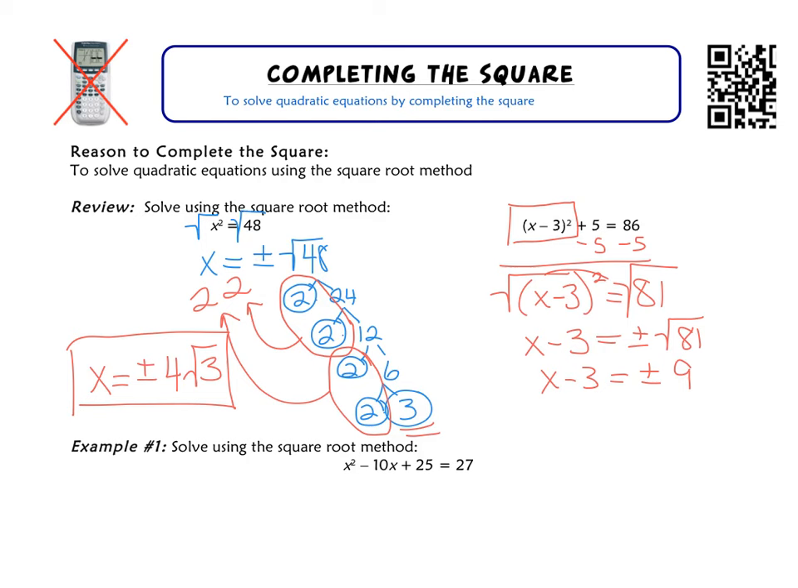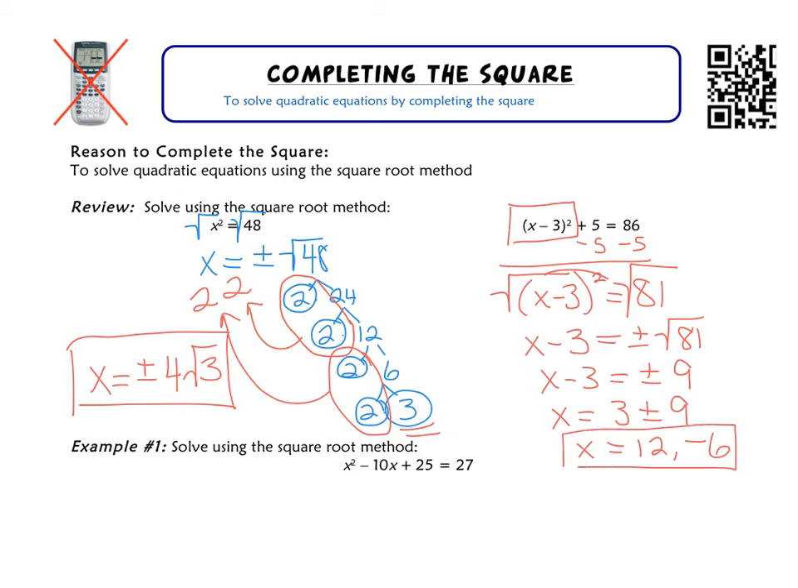Next up, I add 3 to both sides, so I'm going to end up with x equals 3 plus or minus 9. Notice I did not end up with plus or minus 12. It's 3 plus or minus 9. Those give me two nice answers. 3 plus 9 is 12. 3 minus 9 is negative 6. And I'm done with that problem.